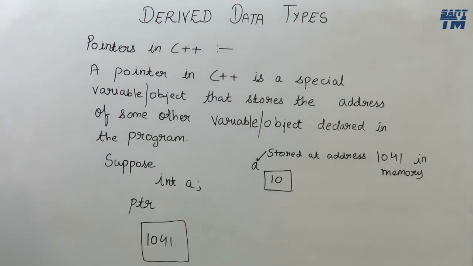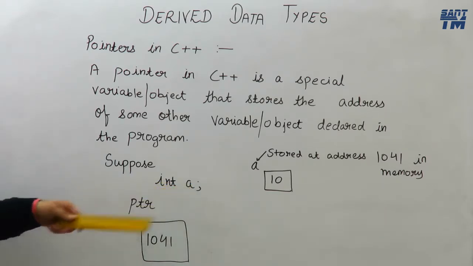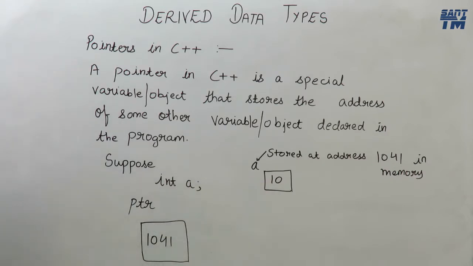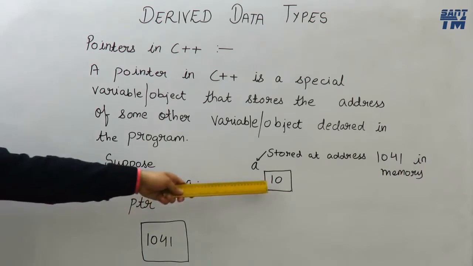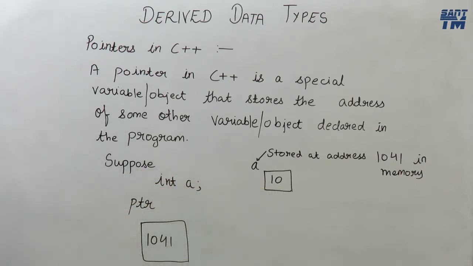Now another type of derived data type is pointers. A pointer is nothing but a variable, a type of variable or object in C++. The only difference between a normal variable and a pointer variable is that a normal variable will store a value for you. Suppose we declare int a and a is storing 10 in its memory. But a pointer variable will not store values like 10 or 10.41 or some character. The pointer variable will store the memory address of a normal variable in a C++ program.